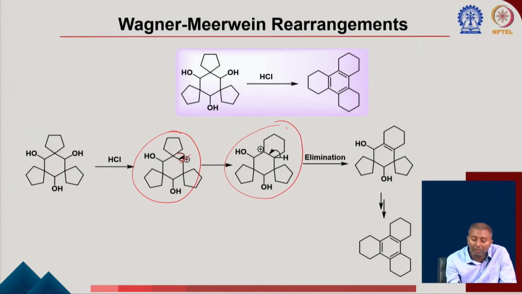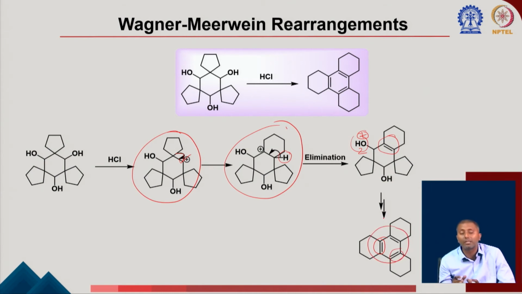Now, with this tertiary carbocation formed, there will be a proton abstraction to form this double bond. Next, this can get protonated, eliminate the water, and go for the next carbocation, then it will form this bond, and then it will continue and form a phenyl ring with 3 cyclohexyl rings fused into it.